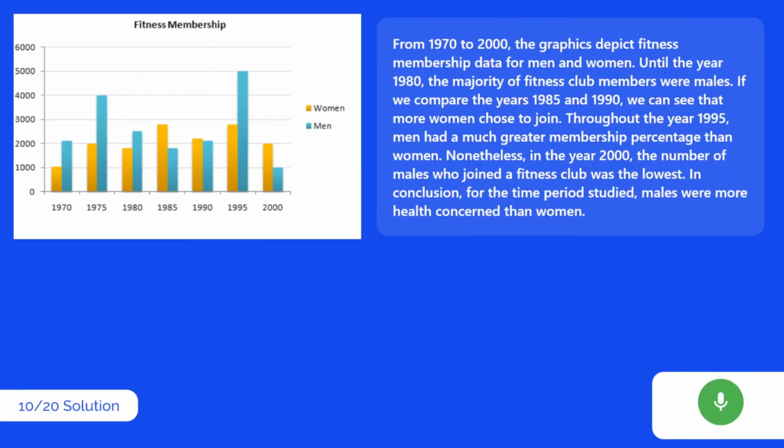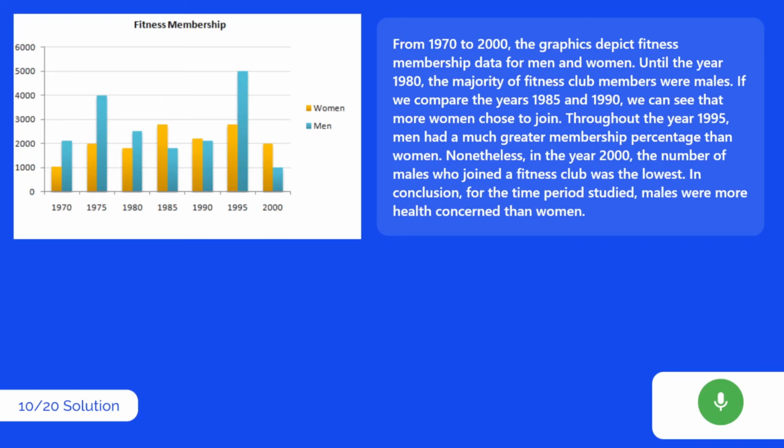From 1970 to 2000, the graphics depict fitness membership data for men and women. Until the year 1980, the majority of fitness club members were males. If we compare the years 1985 and 1990, we can see that more women chose to join.